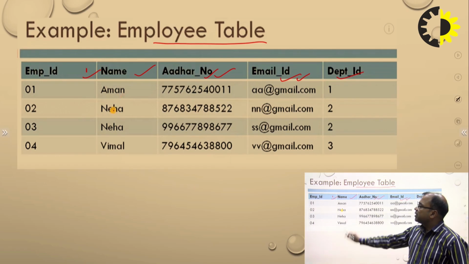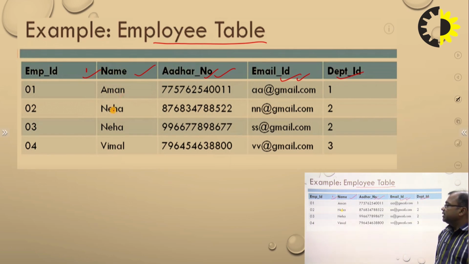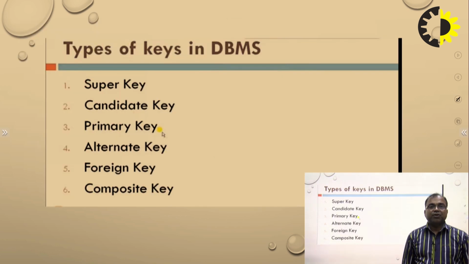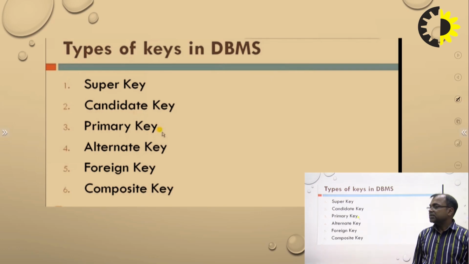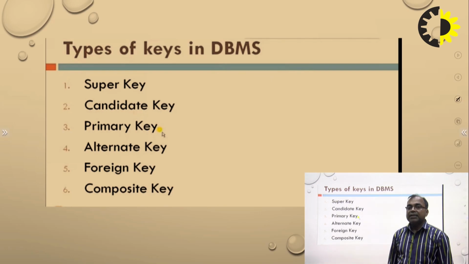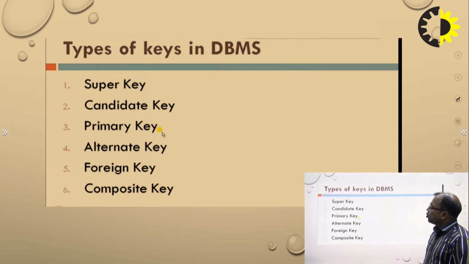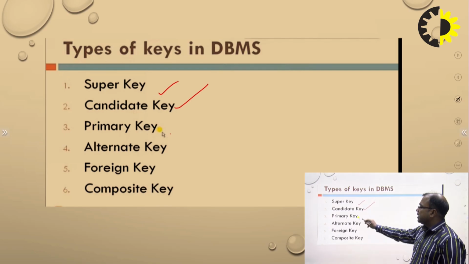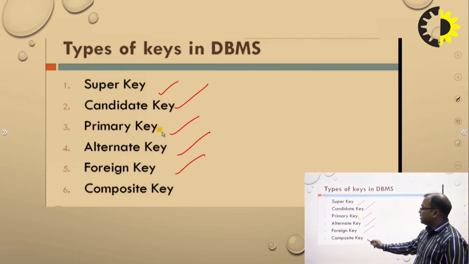So this is how we find the key. It's a basic concept that we can see in this table. First we talk about the types of keys. In a DBMS, we have the super key, second is the candidate key, primary key, alternate key, foreign key and composite key. So we have 6 types of keys supported by database management system. We will see all these keys today with the help of some tables.